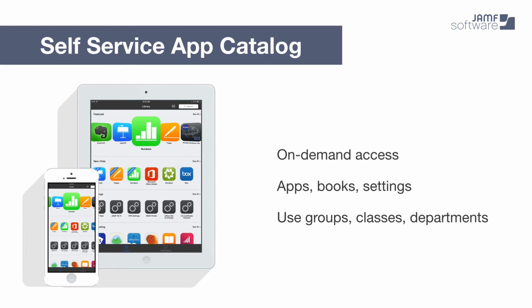And when you set up the self-service app catalog, you can use your existing groups, classes, and departments so that each department gets just the apps that are appropriate for them. Or you could even do that by grade level so that a 5th grade student would see apps that are appropriate for 5th grade, but not those that are designed for high school or older students.